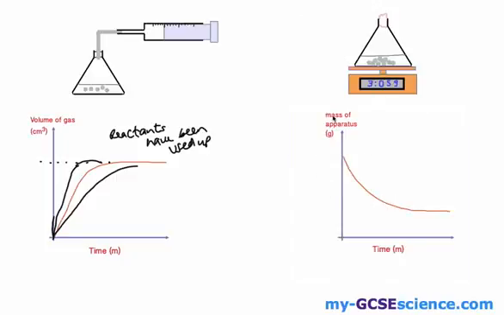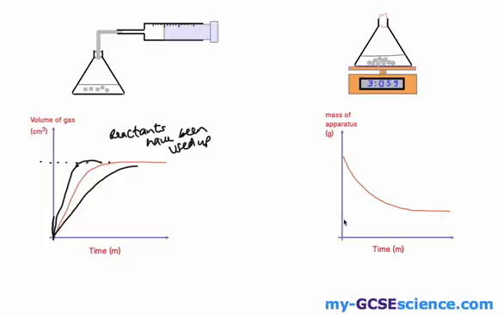Sometimes if we use this example where the mass is being lost, our graph might look something like this. So we have a certain mass of apparatus to start off with, and as time goes on the mass gets lower and lower because we are losing gas, and gas actually does have mass. So as that floats off into the atmosphere, we lose mass, and again this will level off when the reactants are used up.